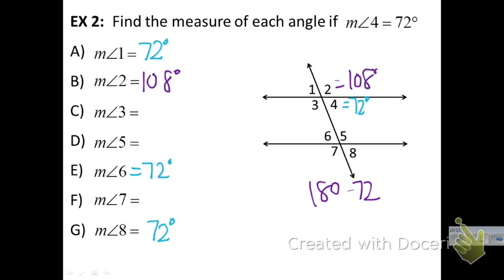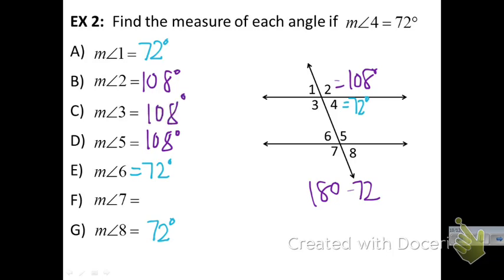And then I'm going to use that 2. I'm now going to look at 2 and 5. 2 and 5 are corresponding angles. They're the ones that make the F. And so I know that 5 is also 108. Now I'm going to look at 2 and 3. 2 and 3 are the ones that make the X. Those are vertical angles. I know that all vertical angles are congruent. So this is also 108.